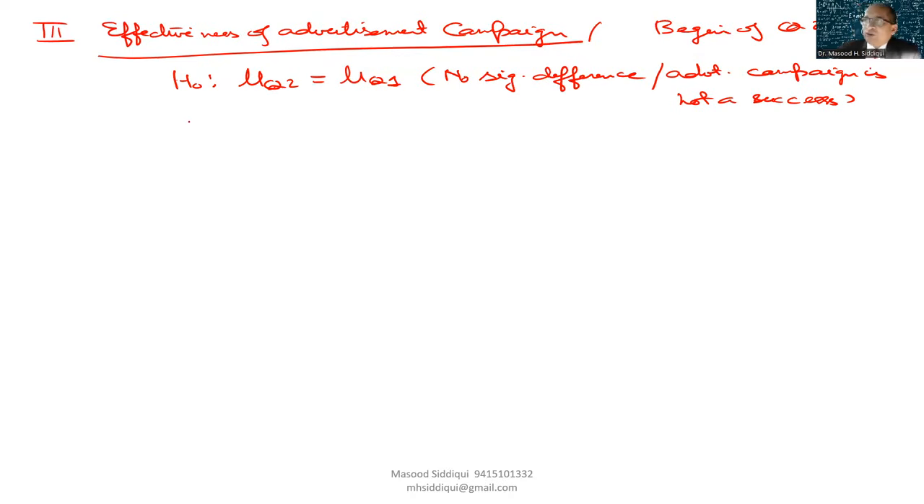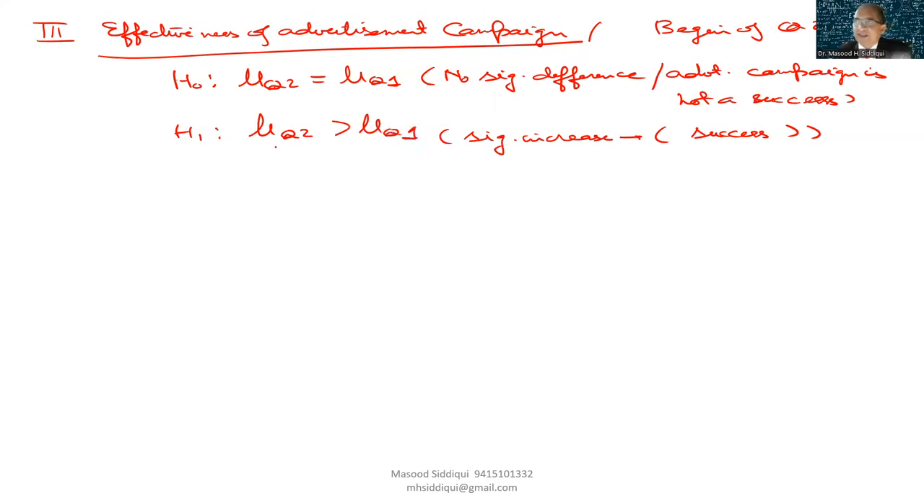Anyway, so what would be the H1? That the advertisement campaign is a success. So since the advertisement campaign is a success, there should be a significant increase in the sales. Then only we say that the advertisement campaign is a success. So H1 would be: average sale of the second quarter is greater than average sale of the first quarter.